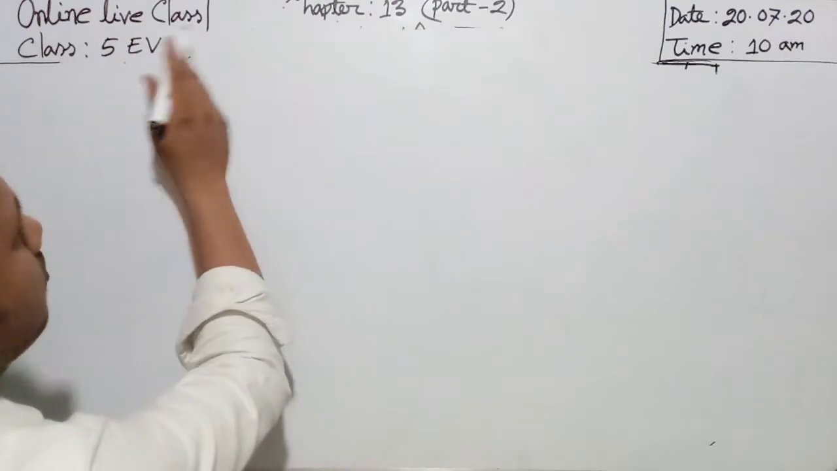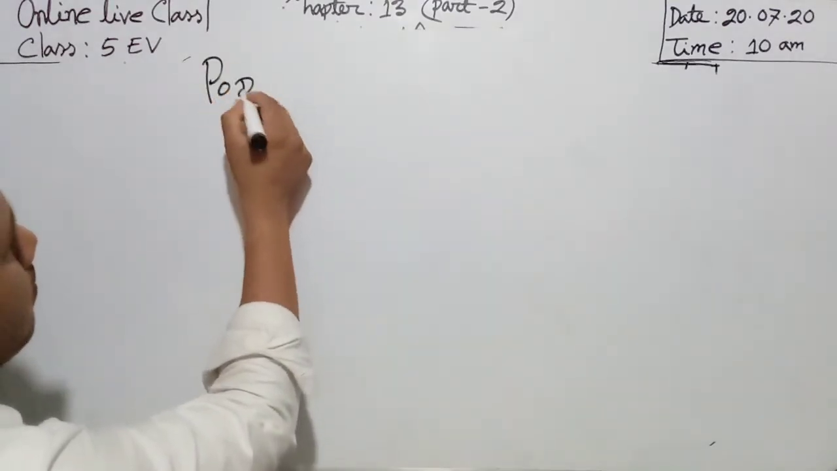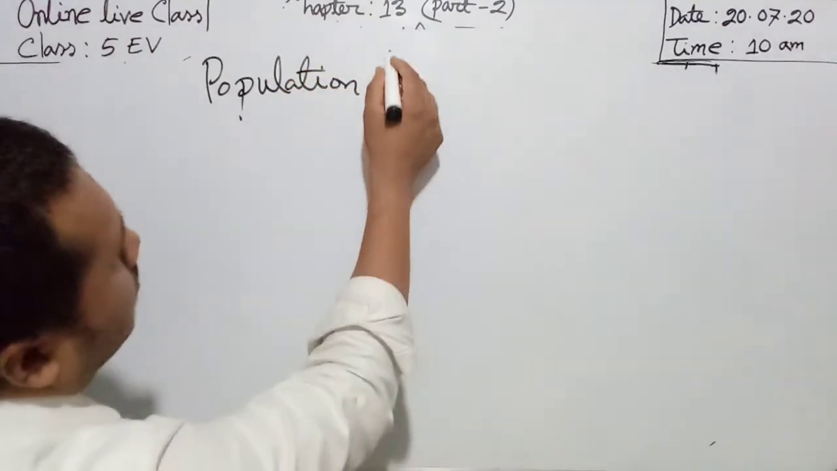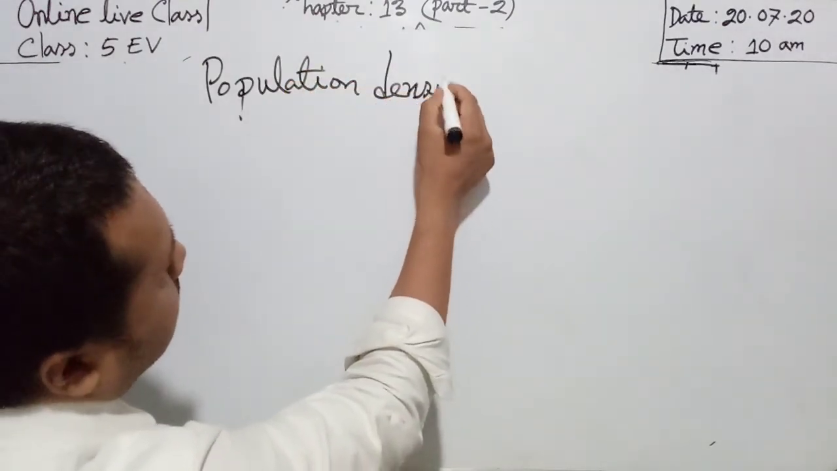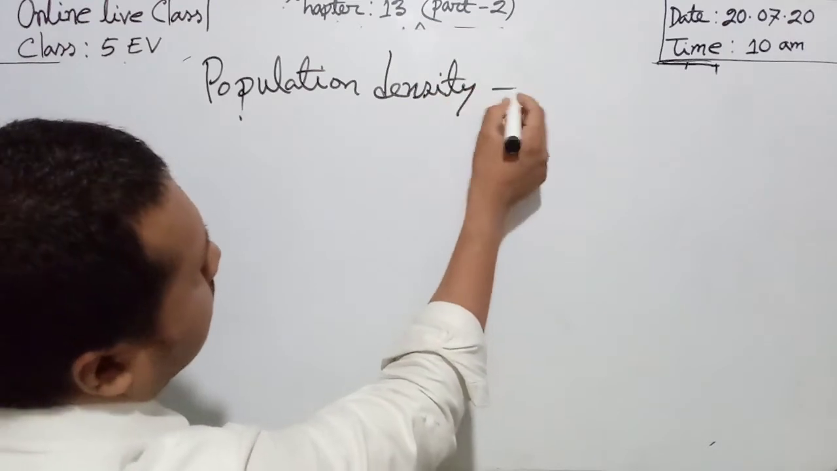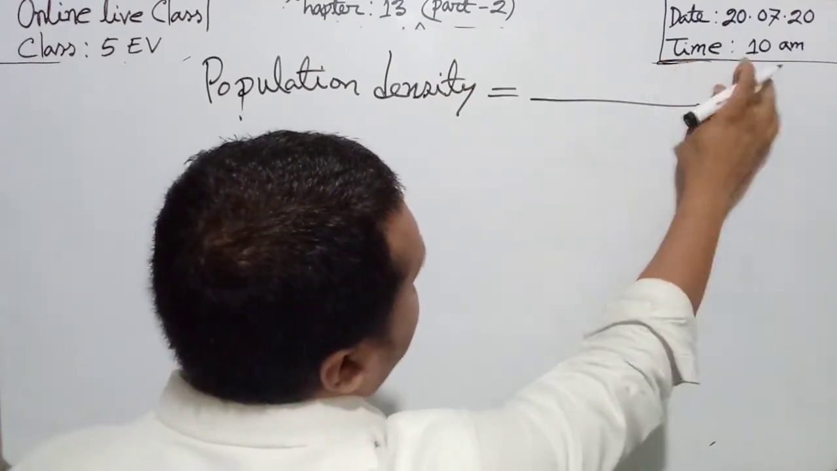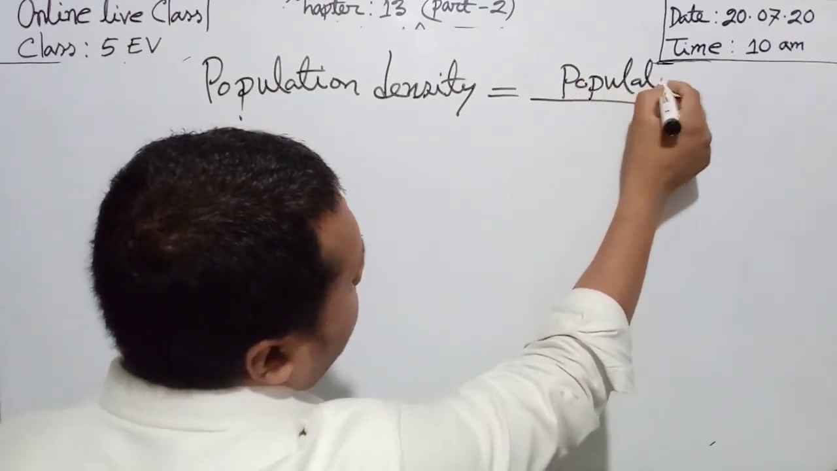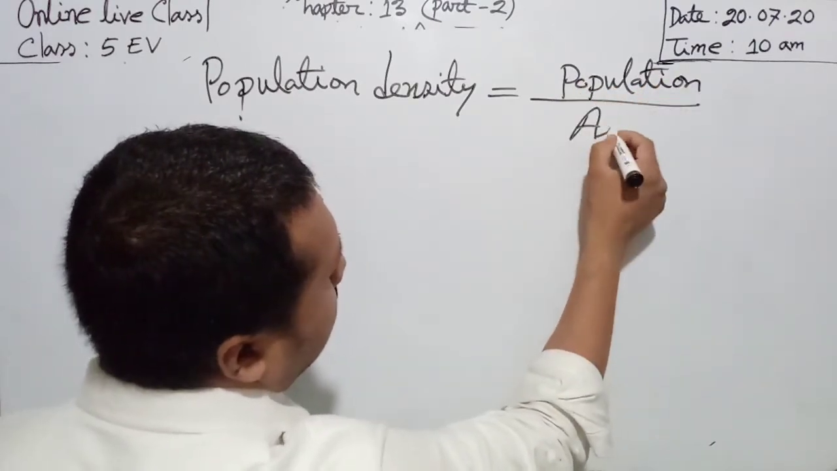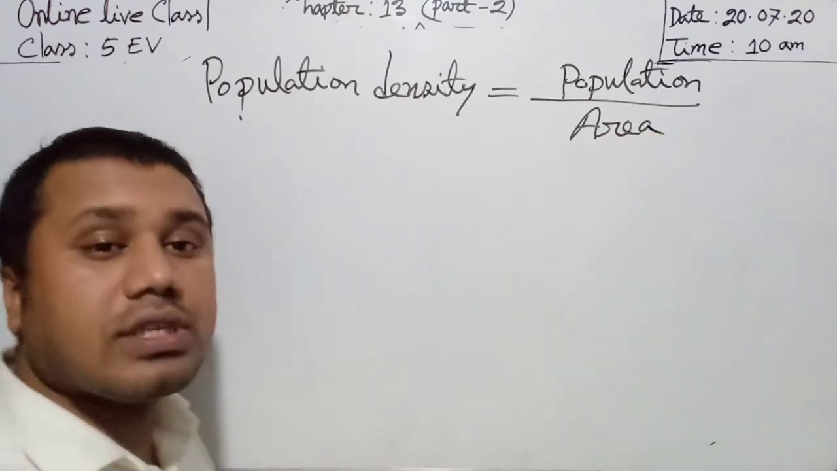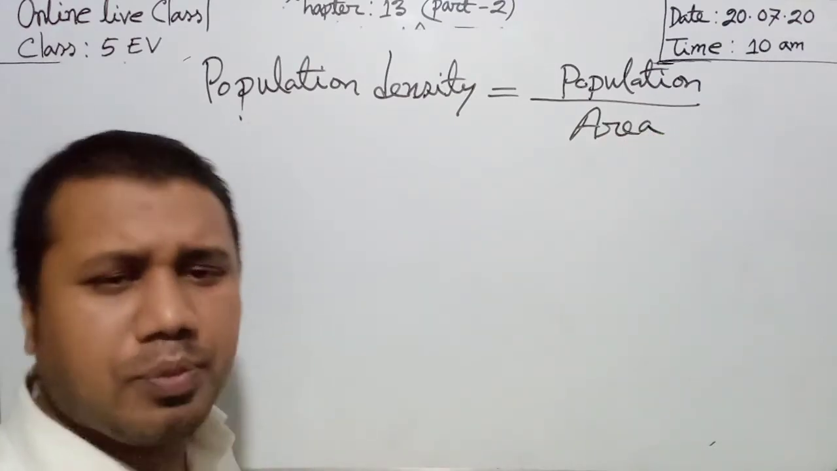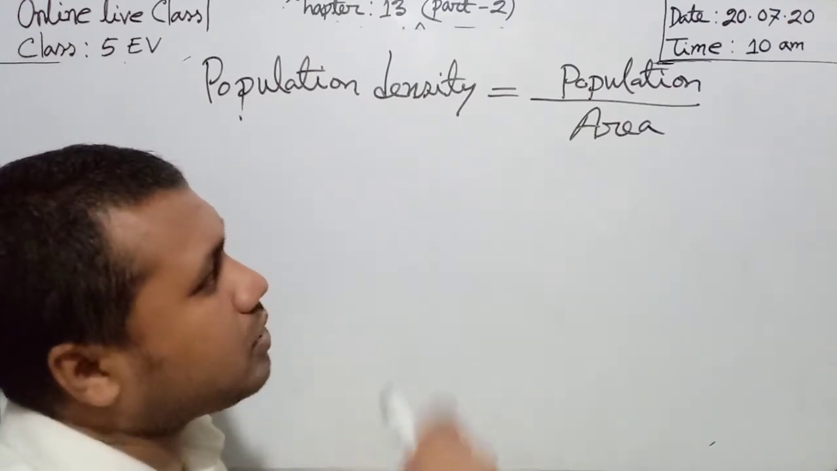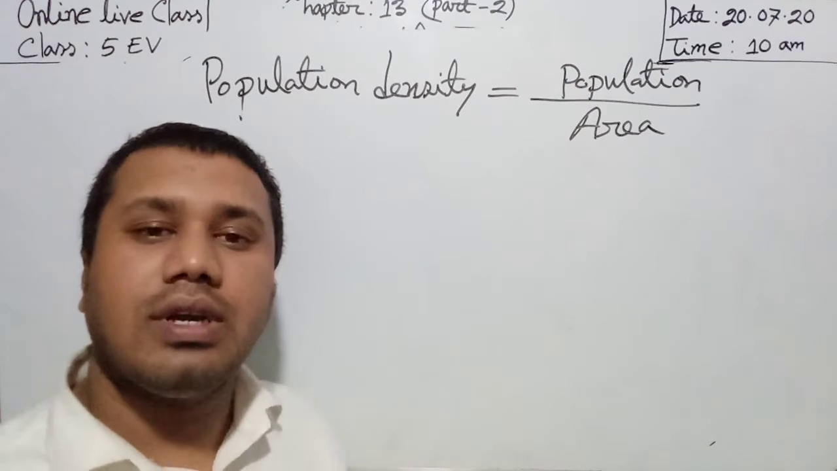Now we can write the formula. Population density means population divided by area, or you can say total population divided by total area. Population means total population and area means total area. Clear? So population divided by area, this is called population density.